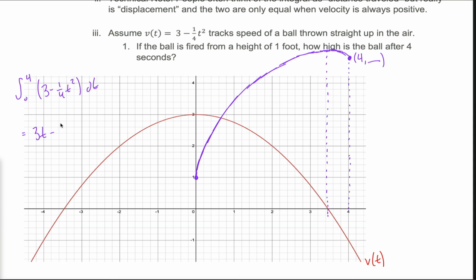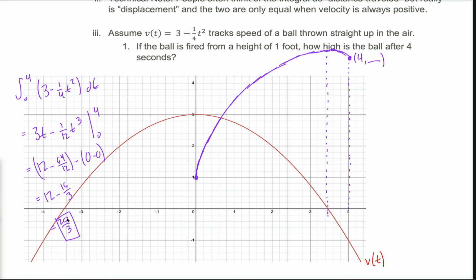Take the antiderivative, which is 3t minus 1/12 t cubed, and evaluate that thing from 0 to 4. When we evaluate it at 4, we get 12 minus 64 over 12. When we evaluate it at 0, we get 0. If you want, you can write something like this to really show your work. And as we've seen several times, 12 minus 64 over 12 is the same as 12 minus 16 over 3, which is 36 over 3 minus 16 over 3, which is 20 divided by 3.